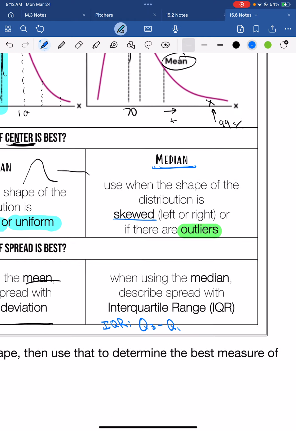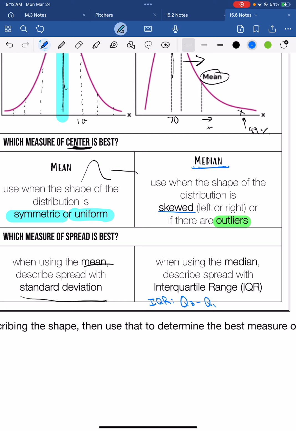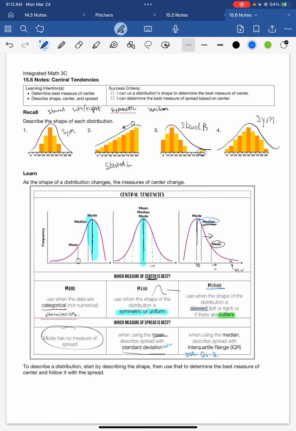So this will tell you the spread of the data, just like standard deviation does. Again, standard deviation we can only get in our calculator. IQR we can also get in our calculator, but we don't necessarily need to. All right, so what do we need to know?